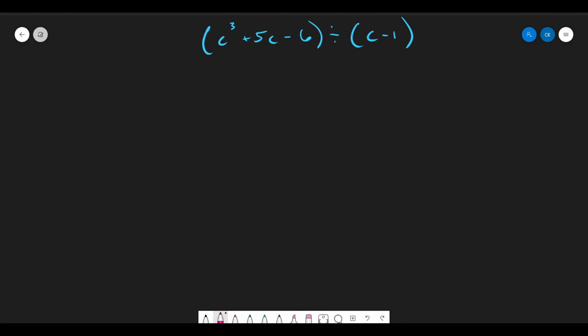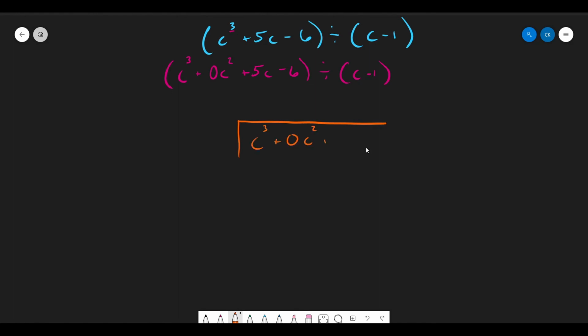So before I put this into long division, I have to say, all right, I have a third power, but I don't have a second power. So let me rewrite this. It's going to be c to the third plus 0 c squared plus 5c minus 6 divided by c minus 1. Now I have every exponent accounted for: 3, 2, 1, no c. Now I can put this into long division and look to divide this.